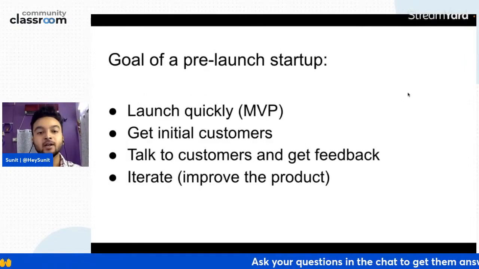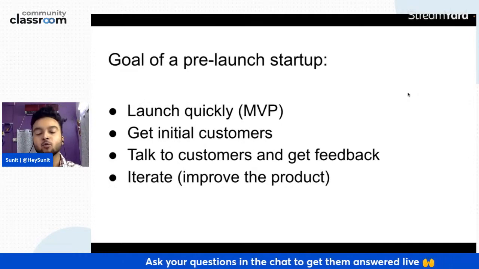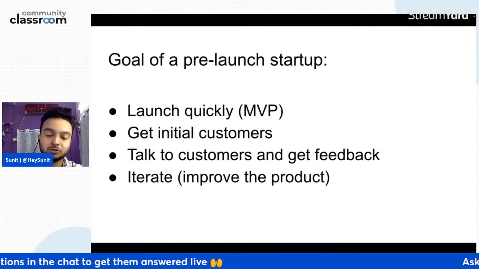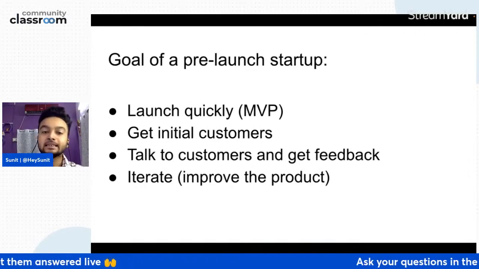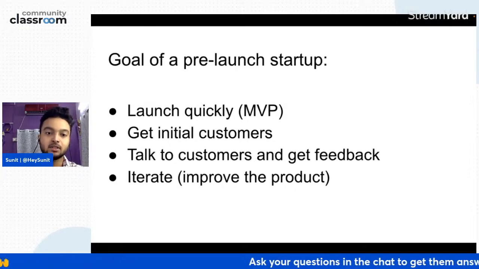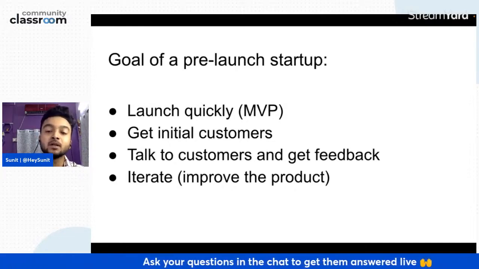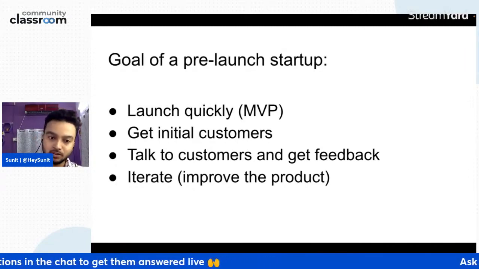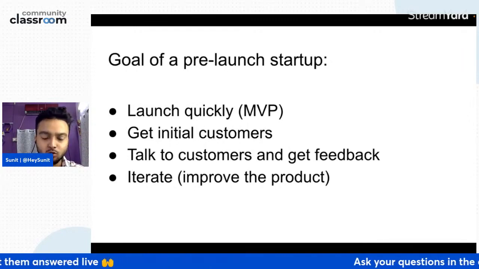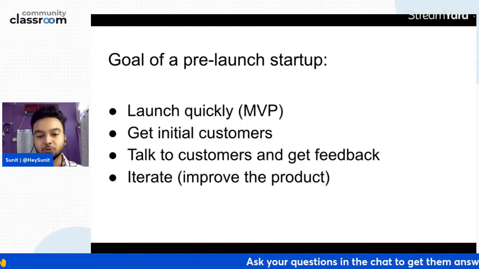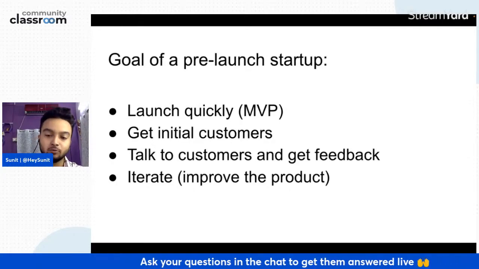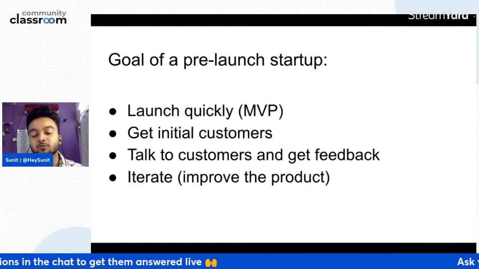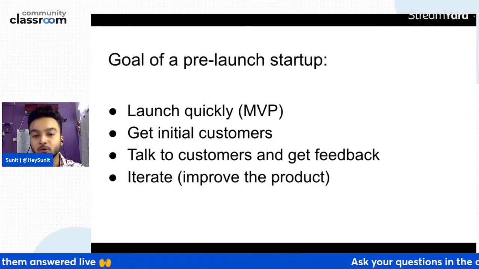So after you are done with your team, you have co-founders, or you have decided to start your company on your own, then what you have to do is launch your MVP, the minimum viable product, as soon as you can. Get your initial customers, talk to them and get feedback on how they are receiving the product, are they willing to pay, what iterations they want, and iterate as fast as you can to improve the product.